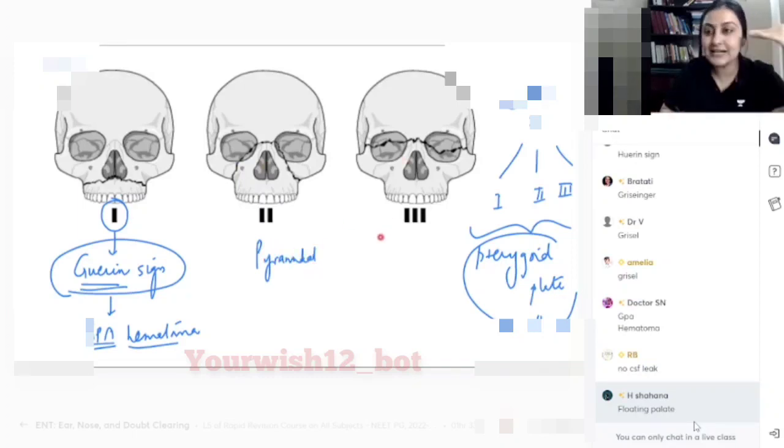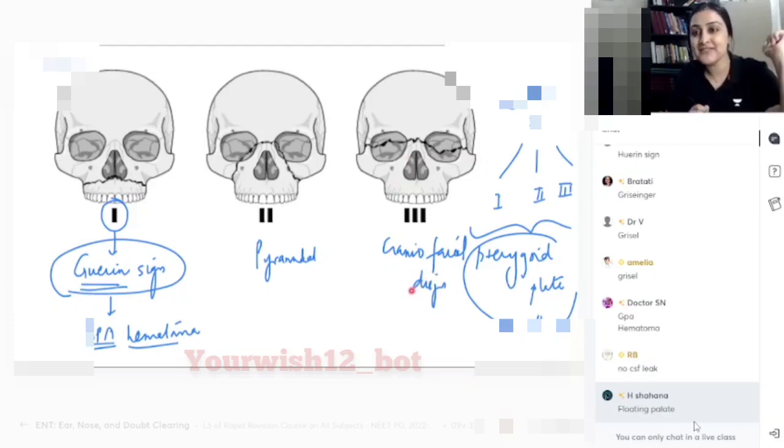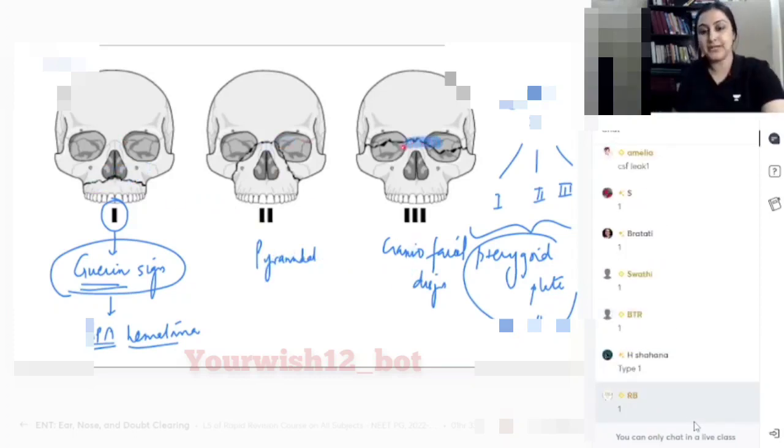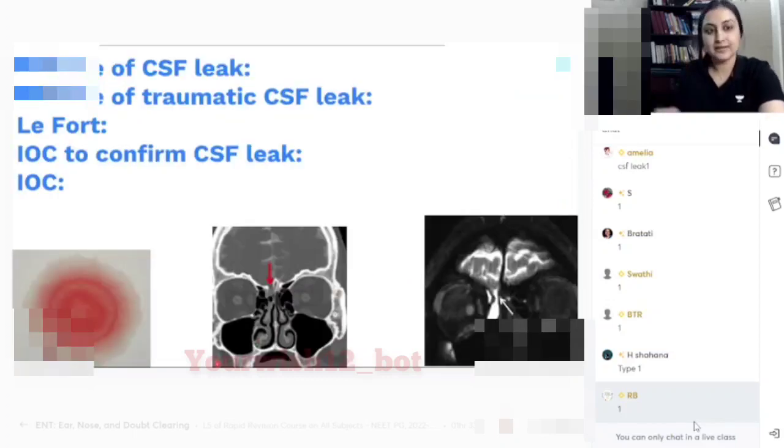And third में क्या है? पूरा disjunction. So this is called as craniofacial disjunction. पूरा ही अलग हो गया. So out of these, if I ask you, which can not have CSF rhinorrhea? One, right? One कहीं पास में ही नहीं है. Whereas 2 and 3 are both involving skull base. So 2 and 3 will have CSF rhinorrhea.